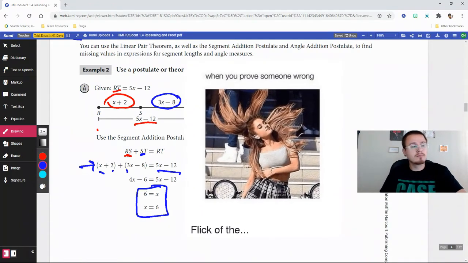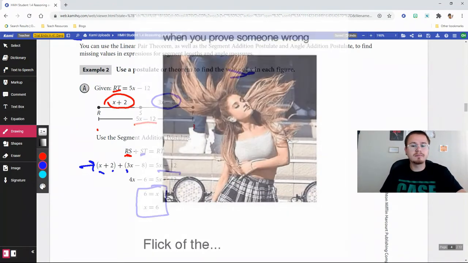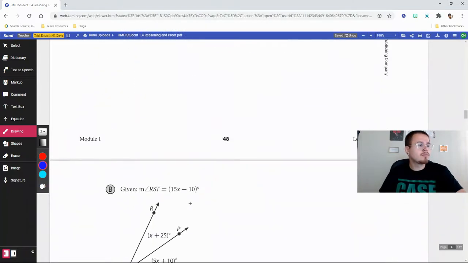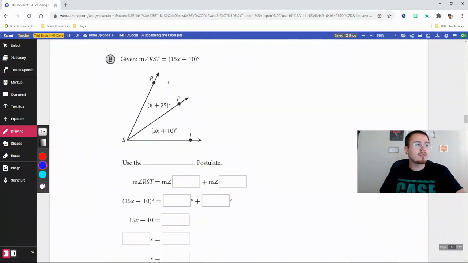So let's take a look at the next one. So the angle measure of RST is equal to 15x minus 10. Do you guys know what that little symbol is? It's a degree.